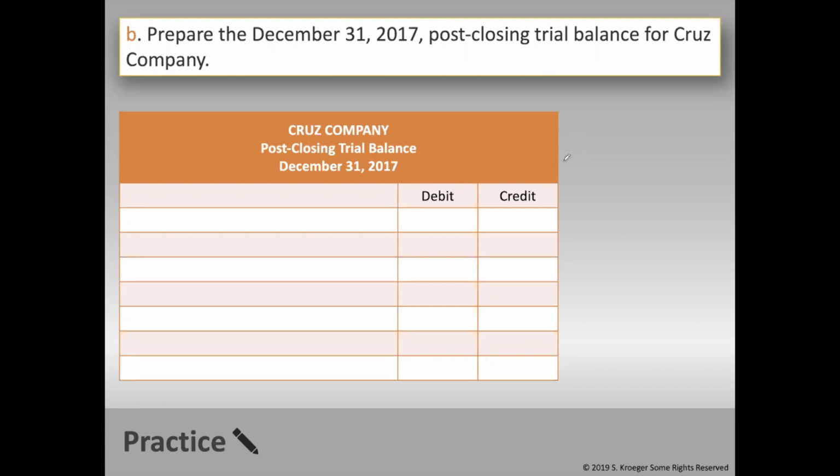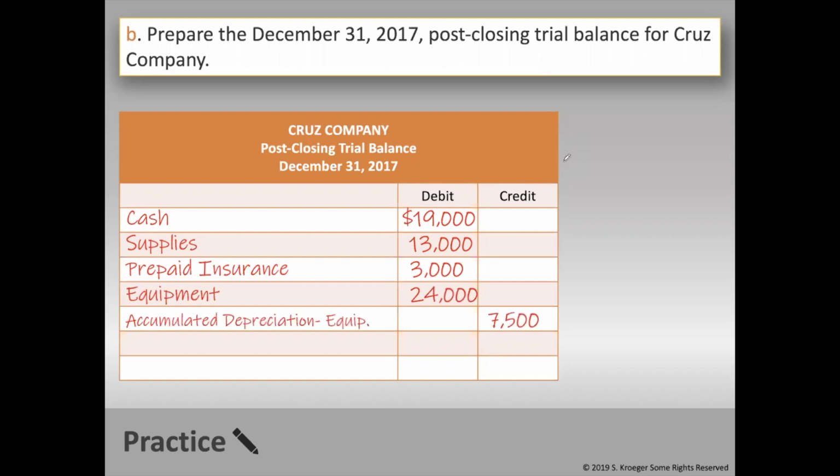I'm just going to copy all of the accounts from the adjusted trial balance here, except leaving capital blank. We have cash of $19,000, supplies of $13,000, prepaid insurance of $3,000, equipment of $24,000, accumulated depreciation of $7,500, and we have capital, but let's leave that blank because this number will change.